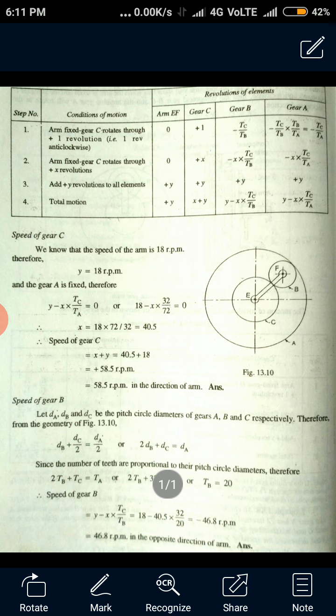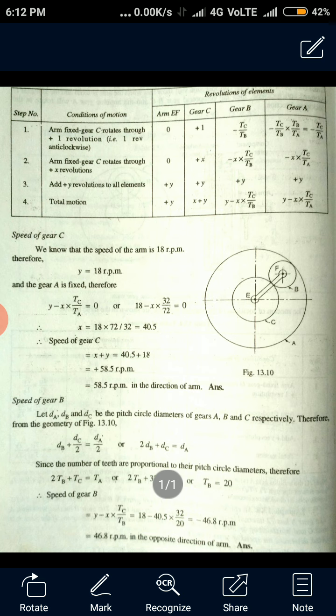Okay, so now we are able to form the table. He is asking what the speed of the gear C is. Now you go to the condition given in the problem. He has given that the gear A is fixed. Okay, that is condition 1. And the second condition is given: the arm is rotating at 18 rpm.